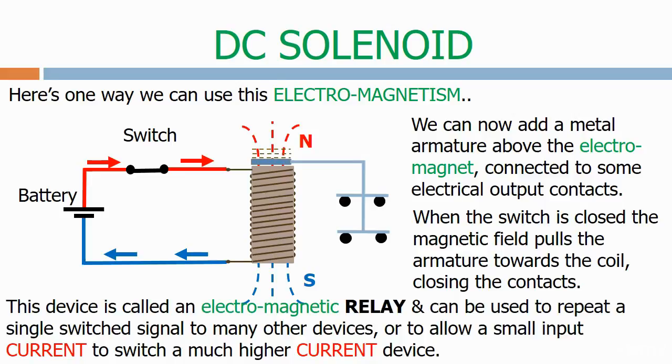This device is called an electromagnetic relay and can be used to repeat a single switch signal to many other devices, or to allow a small input current to switch a much higher current device.